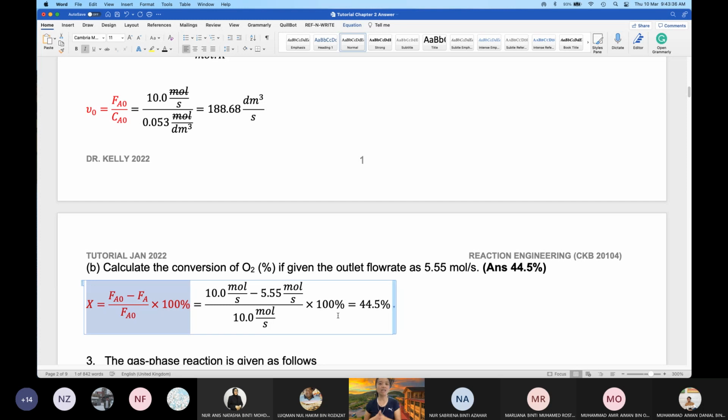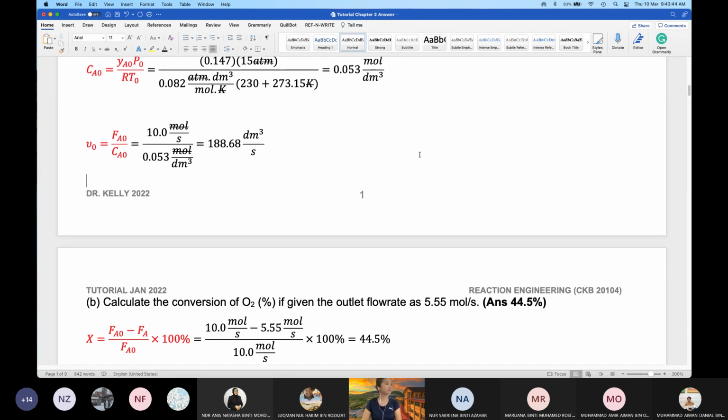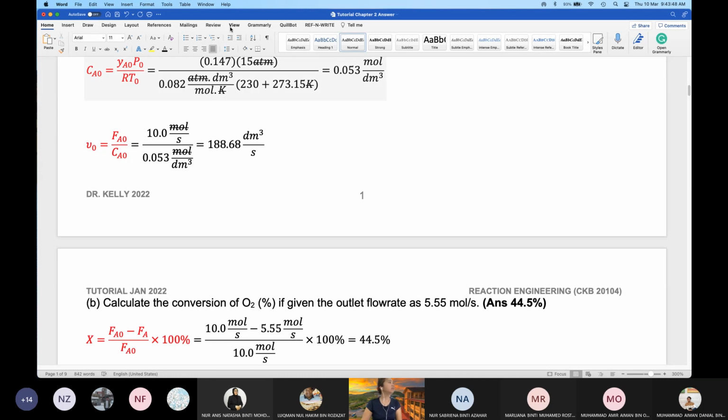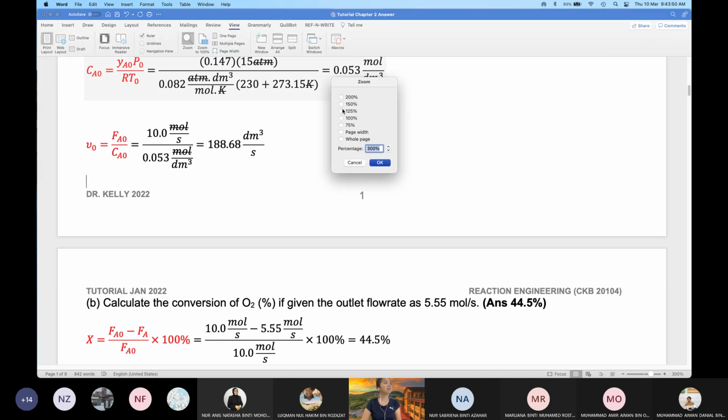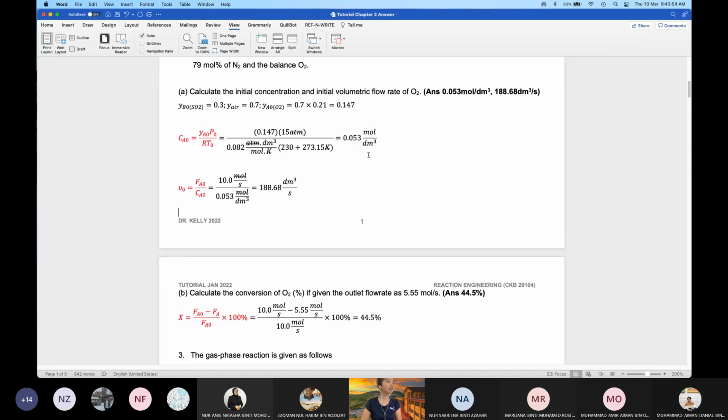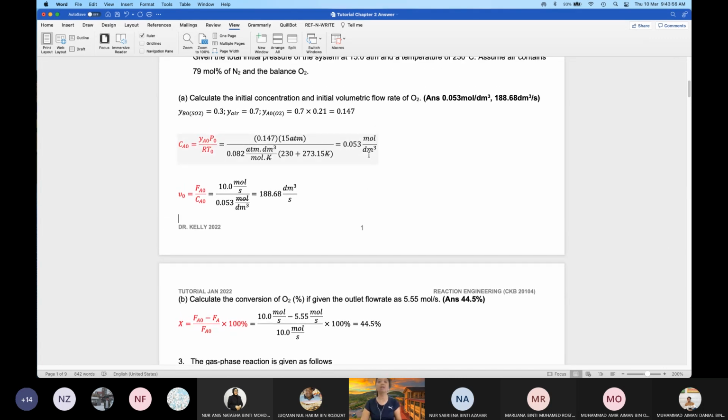So when you calculate correctly, you will get in terms of percent, 44.5%. So done for question number 2. So again, this is not so difficult. Hold on, I don't think it's that difficult. But again, the understanding of the mole fraction is very important in order for you to solve it.